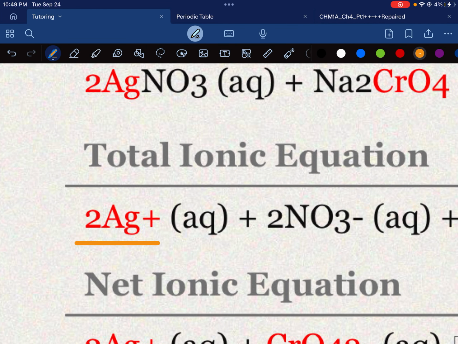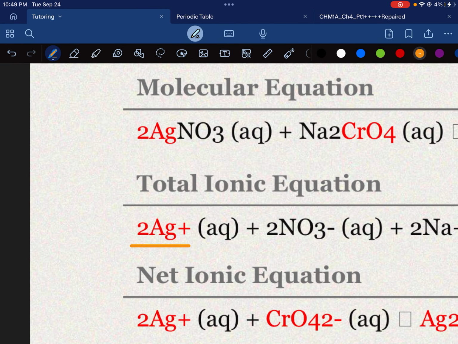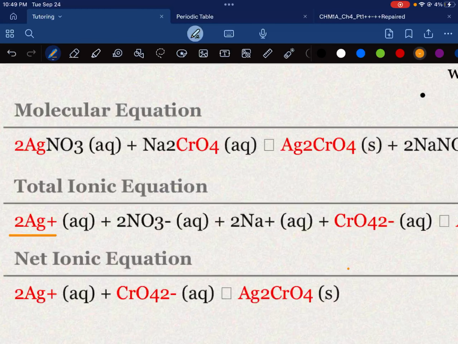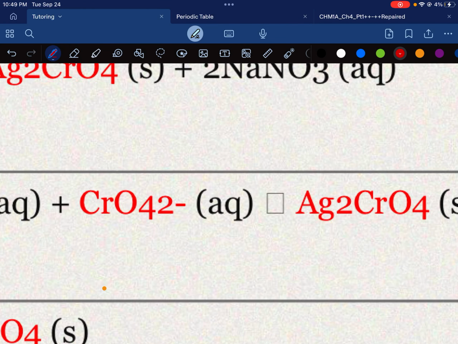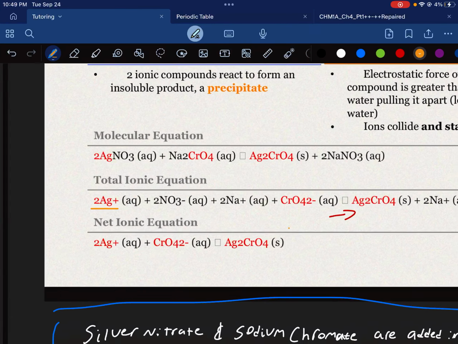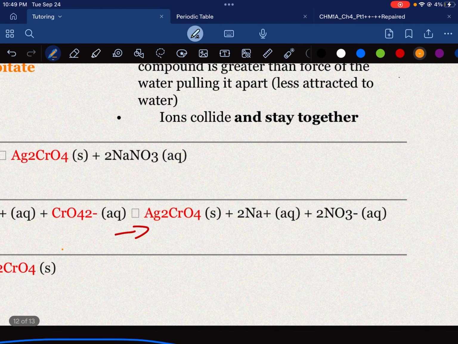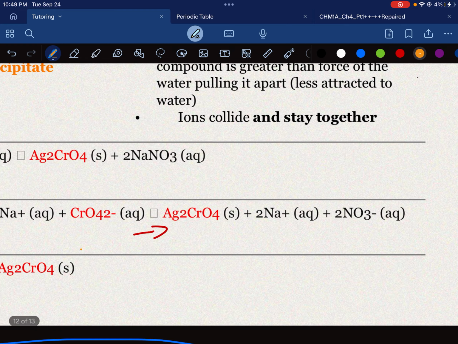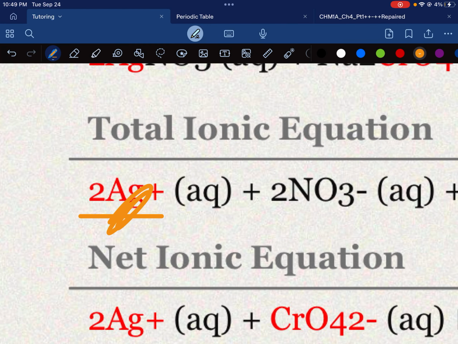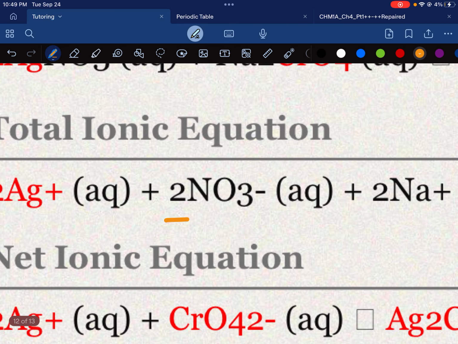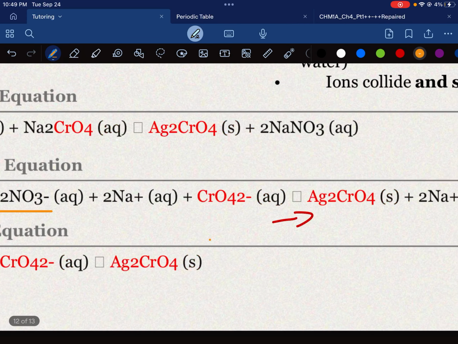I'm going to write this arrow to signal the separation of reactants and products. So let's look for 2 silver positive. It looks like 2 silver positive doesn't show up on the product side, so we're going to spare him. How about 2 nitrate? 2 nitrate shows up on the reactant side. Is 2 nitrate, negative charge, going to show up as itself on the product side? Yes, it shows up right there. So what does that mean? It means we're going to cancel it out.